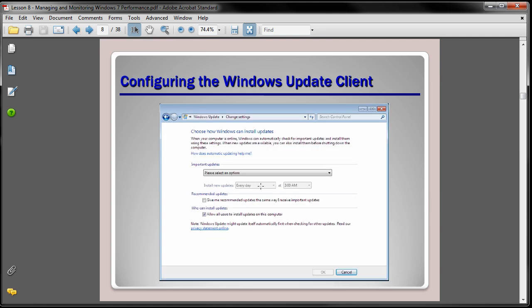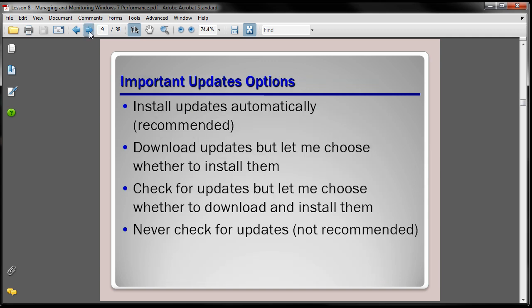So configuring the client, we looked at that. Important update options: install updates automatically, as we talked about; download the updates and let me choose whether to install them; check for updates. Now remember, this may not be an option if you've installed an operating system on a hard drive with limited space, because every update takes up more space on the hard drive. But today, hard drives are so large, at 600 gigabytes, that it's okay to install those updates automatically in comparison to not installing those updates.